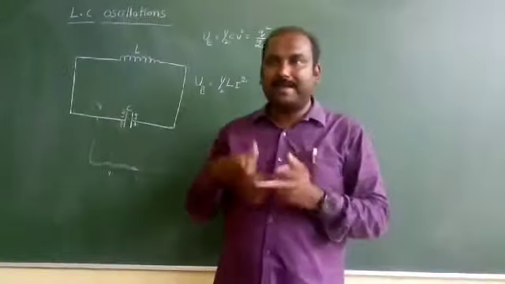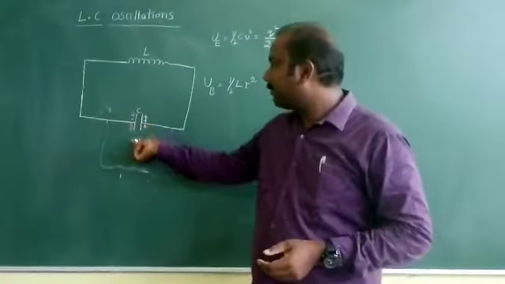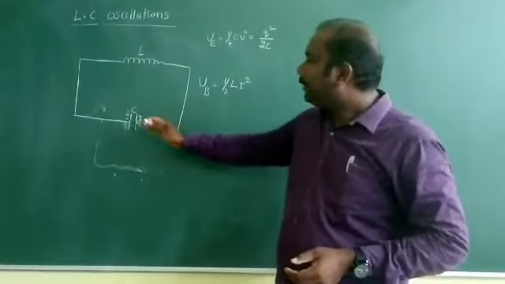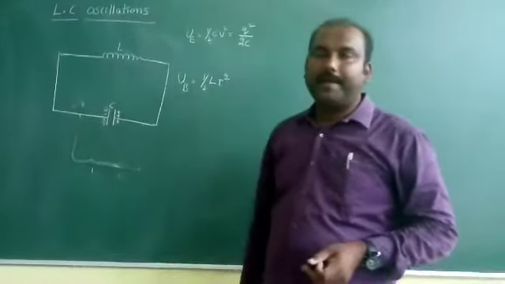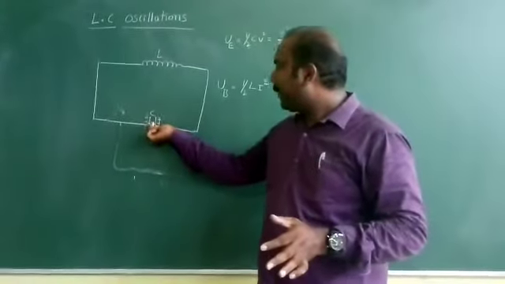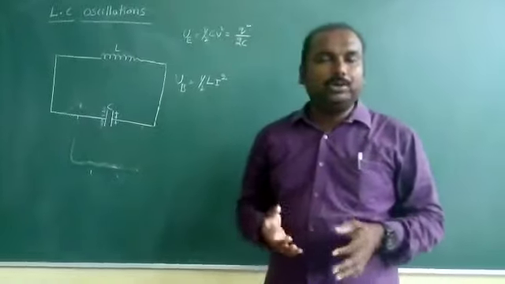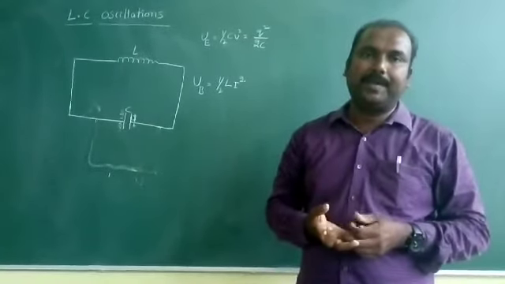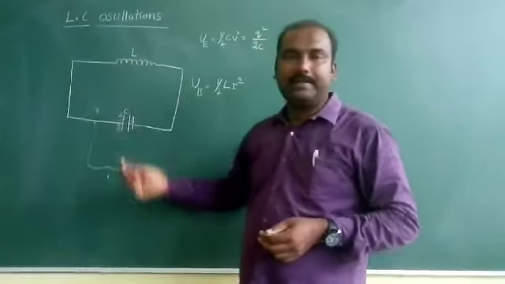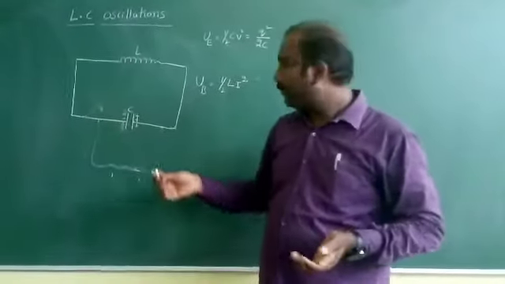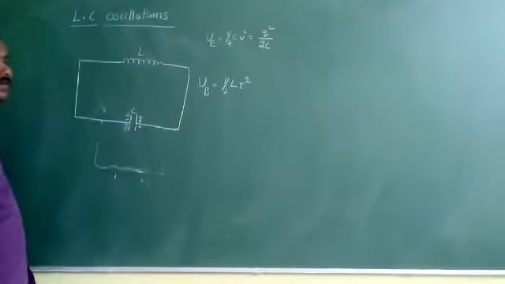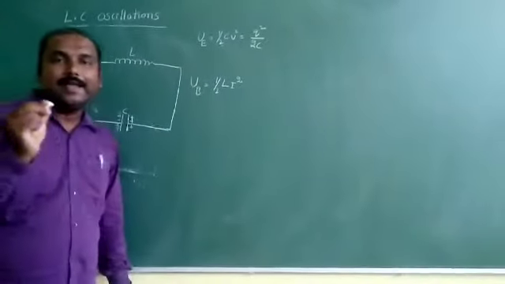Then once again it becomes maximum, in the opposite direction. Once again the electrical energy is maximum. And later, once again it is discharging and magnetic energy is maximum. So finally, if the capacitor and inductor are not offering any resistance, then the energy is oscillating between capacitor and inductor. There is no loss of energy. Only the energy is oscillating between capacitor and inductor, and such oscillations we call LC oscillations.